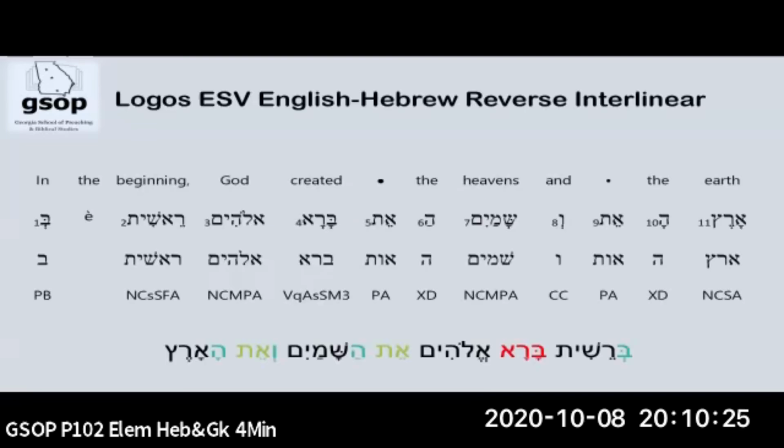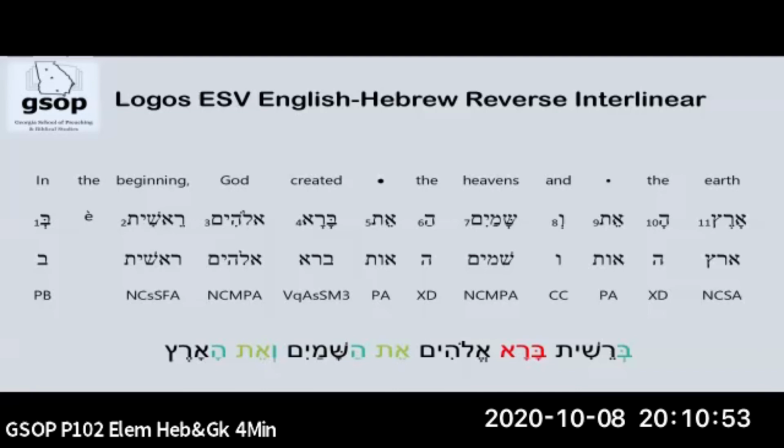This is what Logos has, but you may have a software tool or even a physical one for English Hebrew reverse interlinear. Reverse interlinear means it's going to have both the Hebrew and the English, but it's going to have the English first and then the Hebrew. If it's a Hebrew-English interlinear, then the Hebrew will be first. And so in Logos, you have the very first line: in the beginning, God created the heavens and the earth.